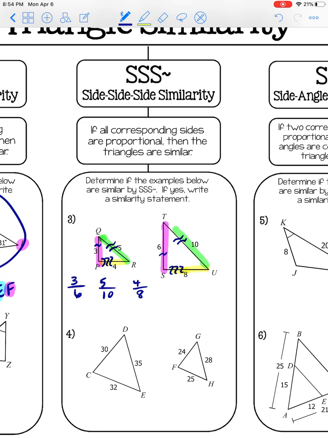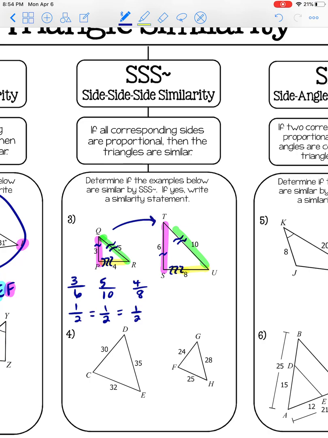So 3, 5, and 4, because they belong to the same triangle, they all need to be in the same place, either in the numerator or in the denominator. So next we want to reduce these fractions, simplify them, and see if we get the same thing. So 3 over 6 is 1/2, and 5 over 10 is 1/2, and 4 over 8 is also 1/2. So yes, these all have the same scale factor, meaning the triangles are similar.